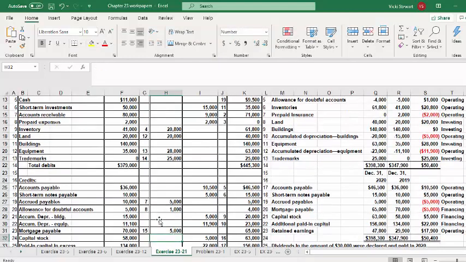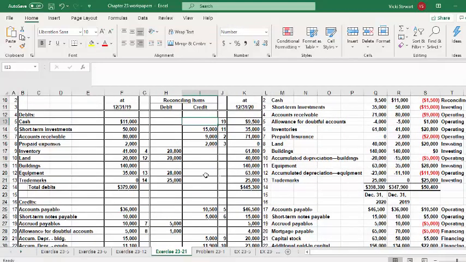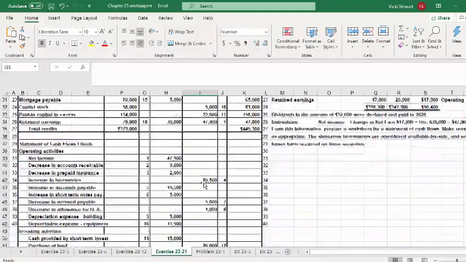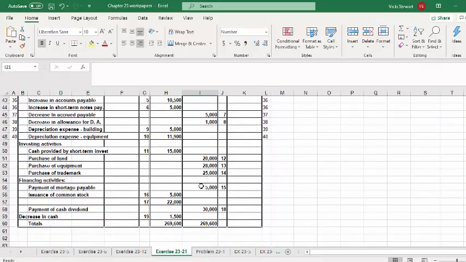The last item that we will have, and we'll go ahead and do that so we can finish the statement, is the reconciliation of cash. Cash decreased by $1,500. So now we can look at the bottom and see the finishing of the statement of cash flows. The payment of the mortgage payable would have been a use of cash. And then the issuance of the common stock, both the par and the additional paid in capital, provided cash. The cash dividend was a use of cash.